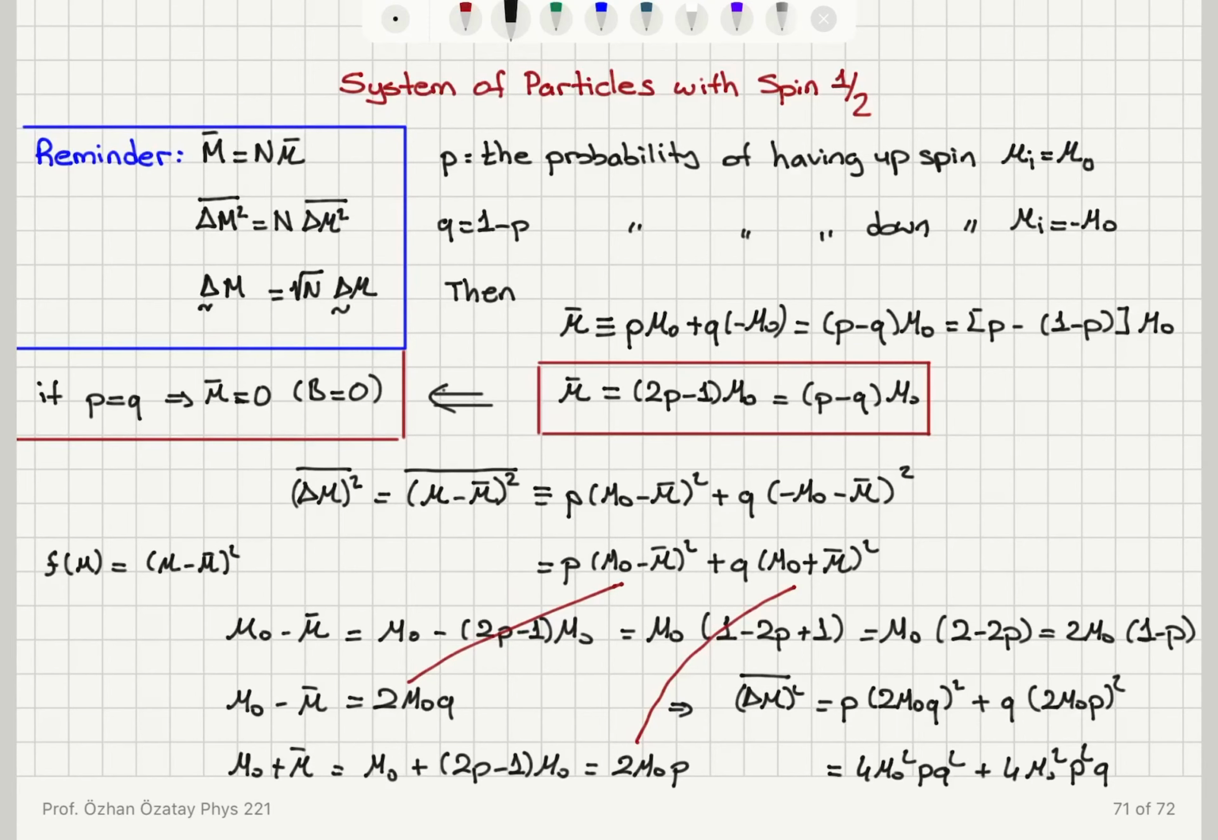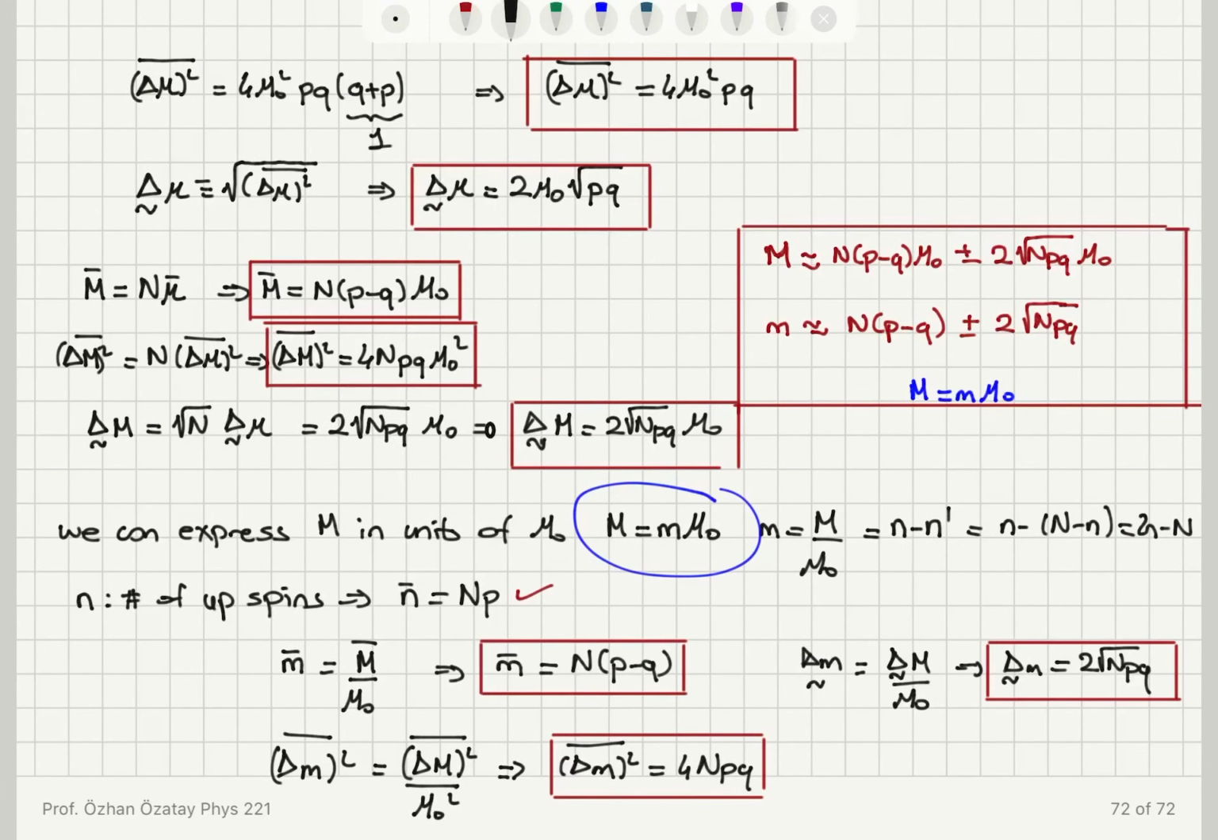Then we just substituted these results into the equations that have a capital M to find that M bar is equal to capital N p minus q mu 0. The variance of the total moment is 4Npq mu 0 squared, and the standard deviation 2 square root Npq mu 0. And this difference between capital M and total magnetic moment number m is that capital M is in units of mu 0, so it's m multiplied by mu 0. So once you have the answer for capital M here, you just divide it by mu 0 to get the answer for the total moment number m.